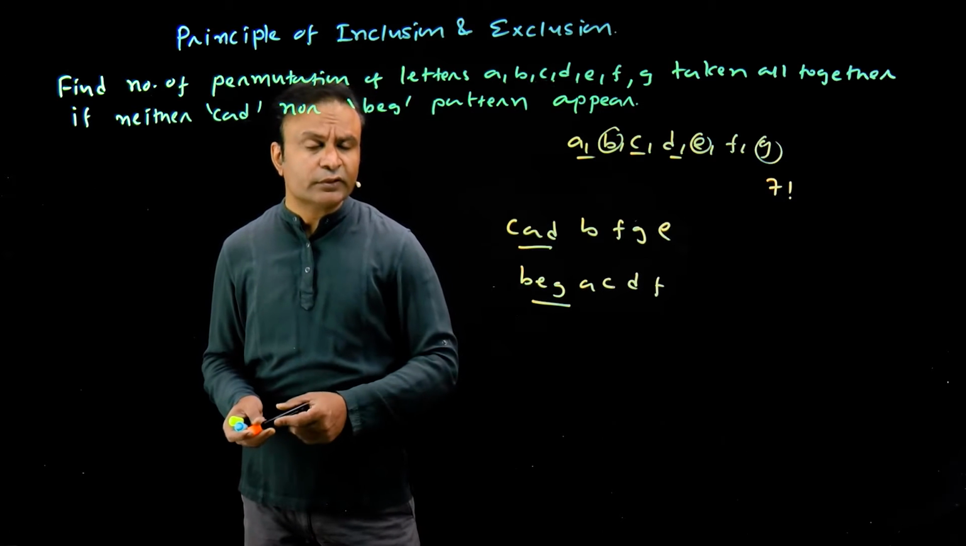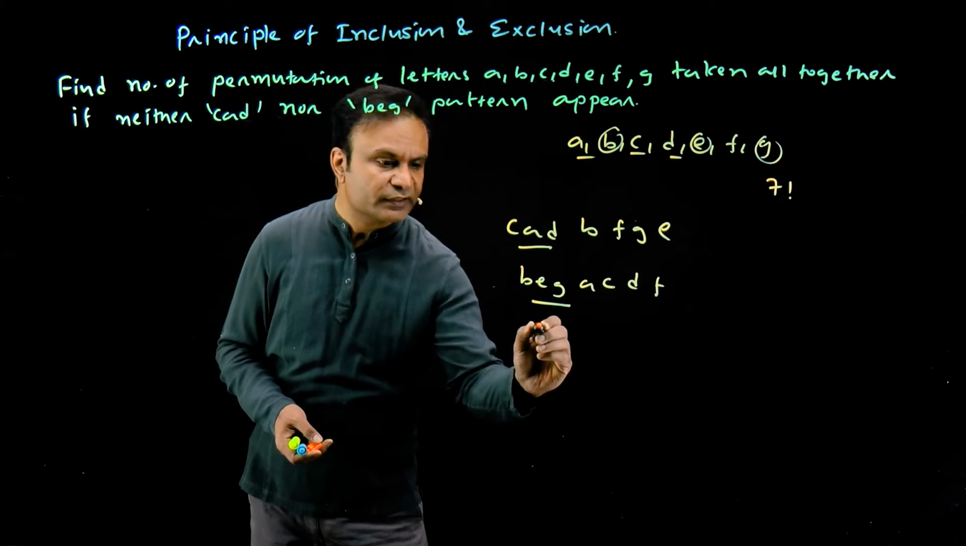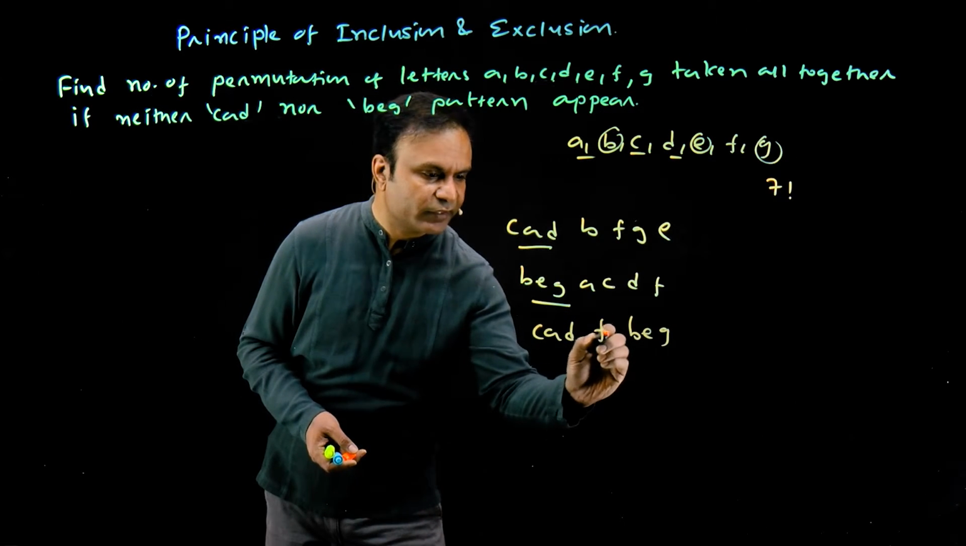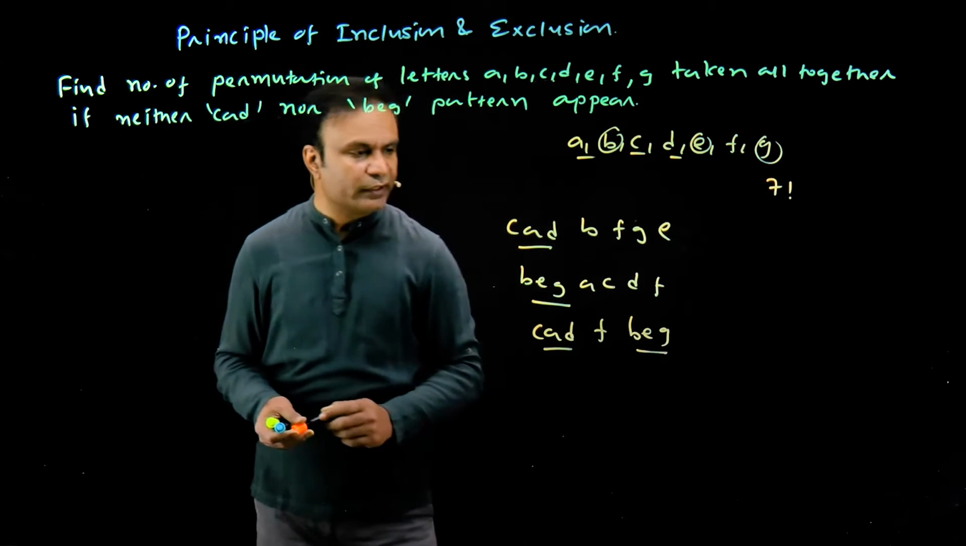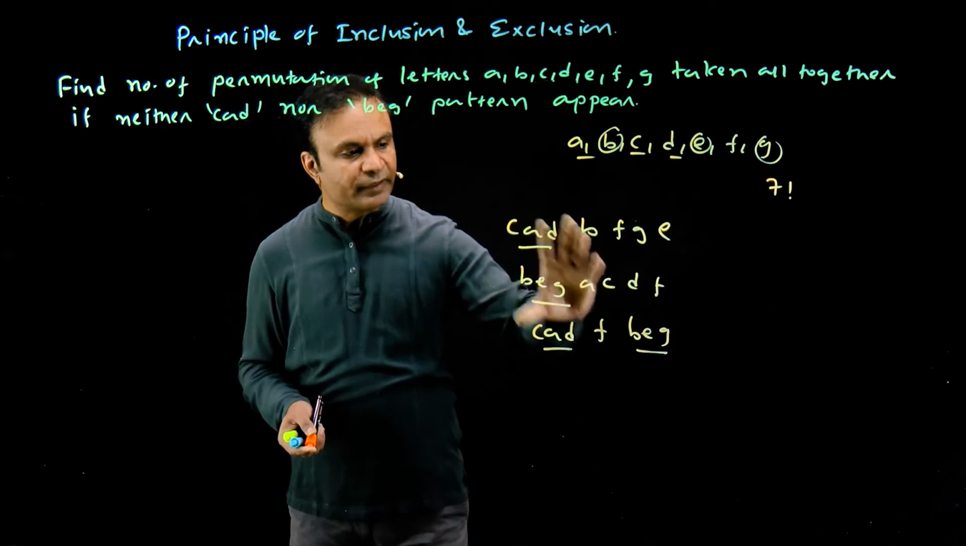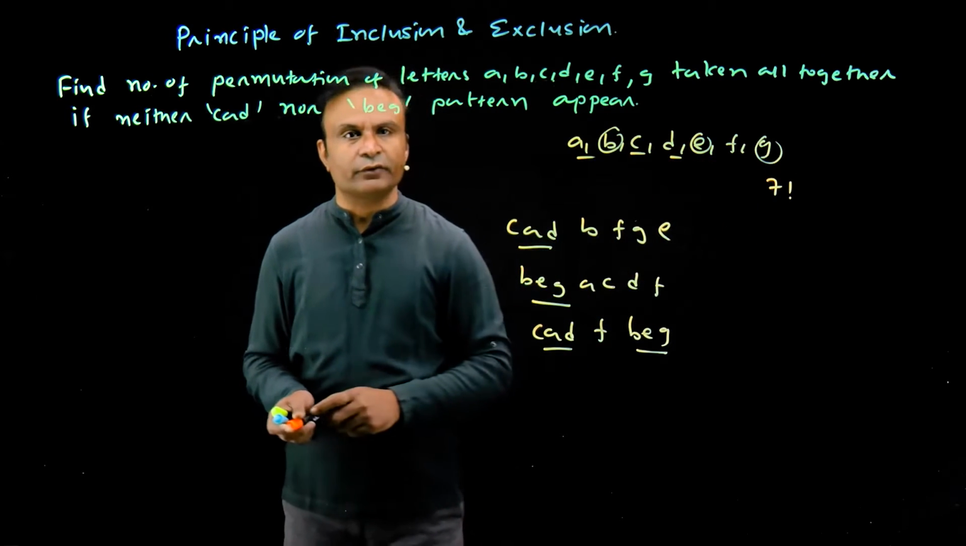कुछ ऐसे भी वर्ड्स होंगे जिसमें बैग एंड कैड दोनों ही पैटर्न अपीयर होंगे. For example CAD, BEG and here we have F. Here CAD and bag both are occurring. These words are not required. So I will be subtracting this number of words from 7 factorial.